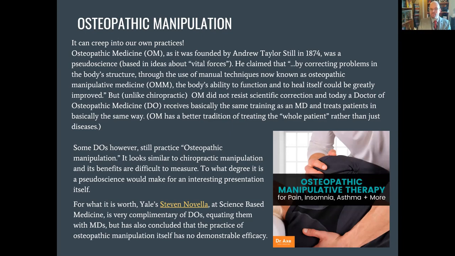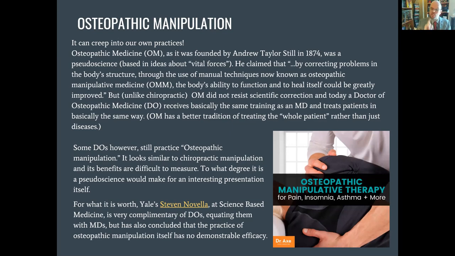But interestingly, as a historical fact here, unlike chiropractic, osteopathic medicine did not resist scientific correction. And today, a doctor of osteopathic medicine receives basically the same training as an MD and treats patients in basically the same way. In fact, osteopathic medicine has a little bit better tradition of treating the whole patient rather than just diseases. And we're coming around to realizing that that's probably a better approach to medicine, right? So DOs kind of have it up on MDs in a certain context. So I'm not bashing DOs. DOs are fine. They receive basically the same training as an MD. That's fine.